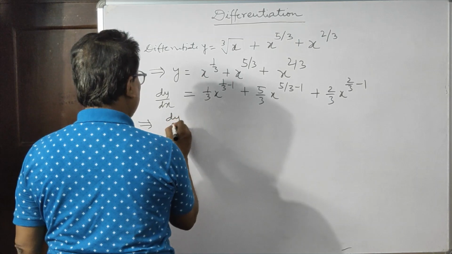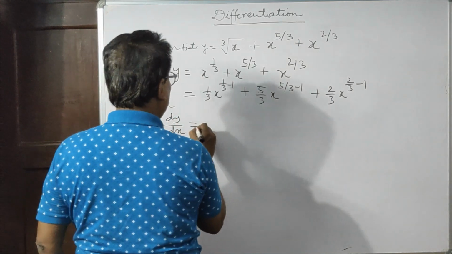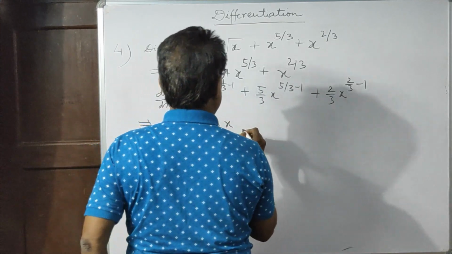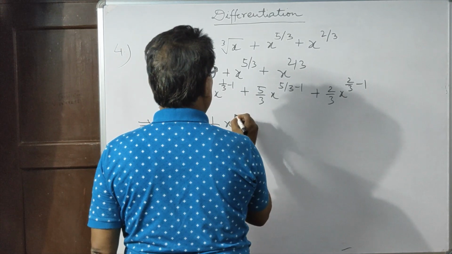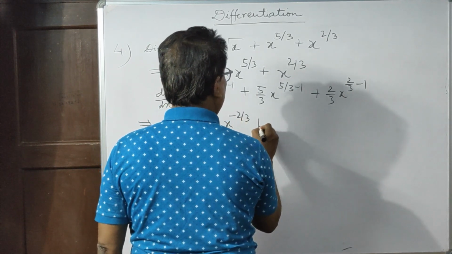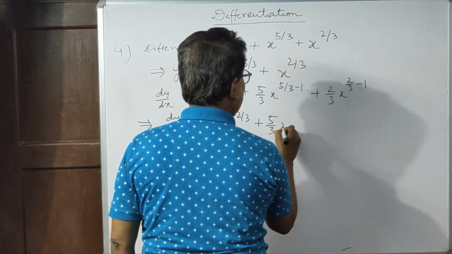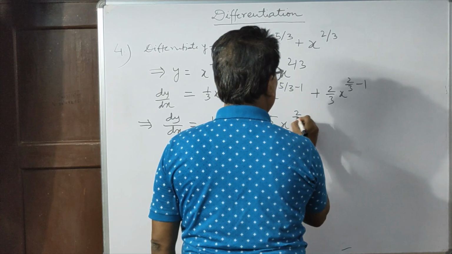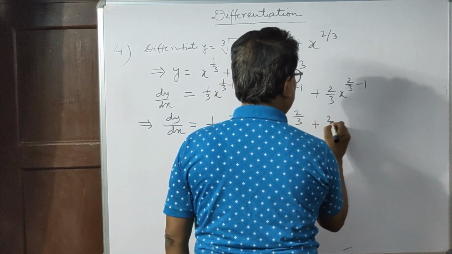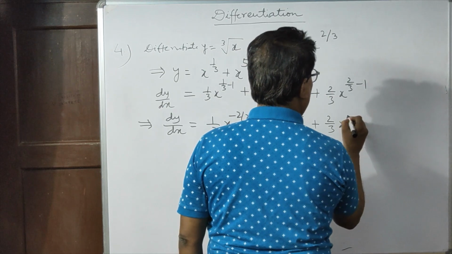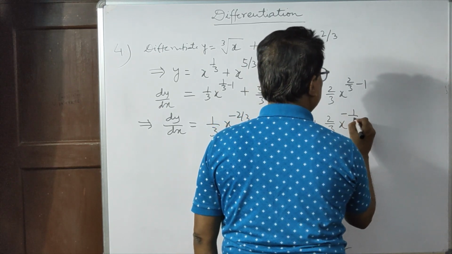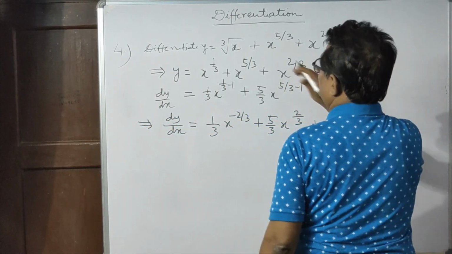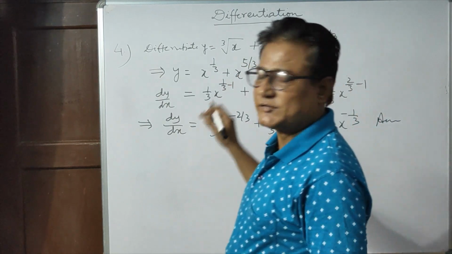In this way, dy by dx will be equal to 1 by 3 x to the power minus 2 by 3 plus 5 by 3 x to the power 2 by 3 plus 2 by 3 into x to the power minus 1 by 3. So this will be the derivative of this given function.